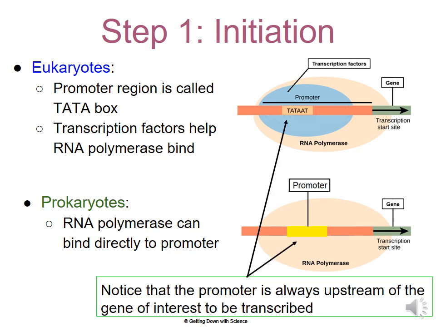Notice the promoter is always upstream of the gene, which we're showing in green here, that we want to transcribe. The point being that we want to make sure when we're making that messenger RNA, we get the whole gene sequence we're looking for.